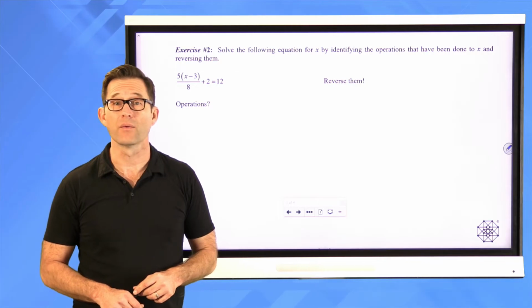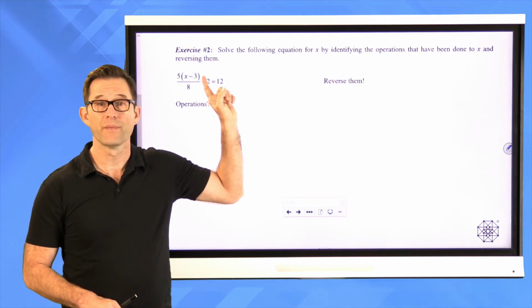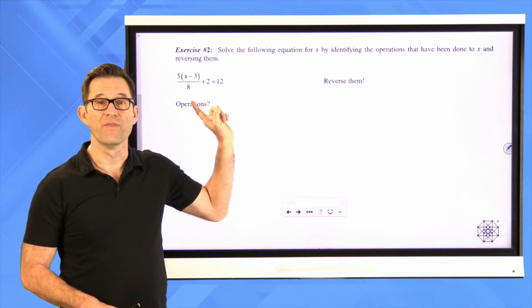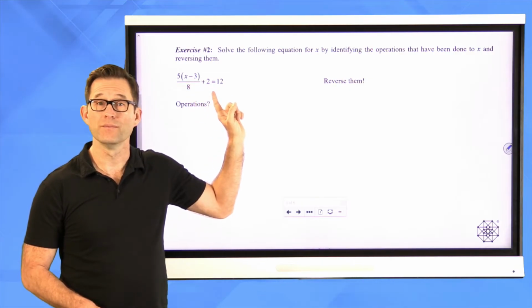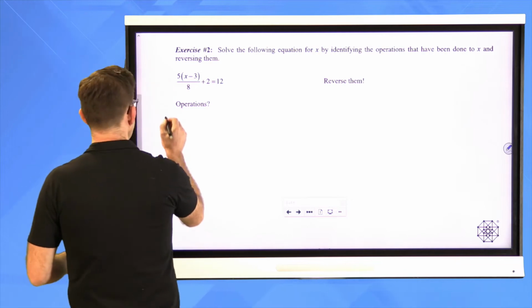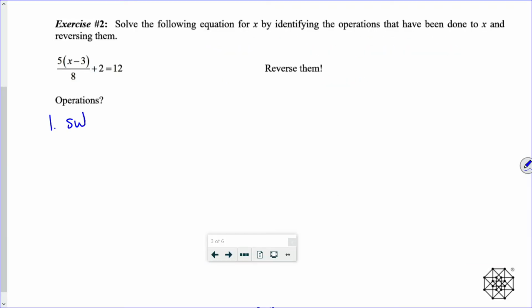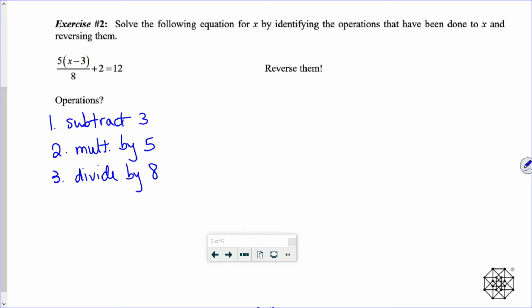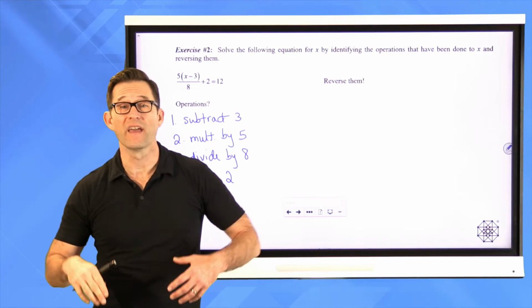All right, well, we have a lot here, right? Because we are subtracting 3, we're multiplying by 5, we're dividing by 8, and we're adding 2. Okay, so let me write all that down, right? We have subtract 3, multiply by 5, divide by 8, and add 2. So this isn't a 2-step equation. This is going to end up being a 4-step equation.